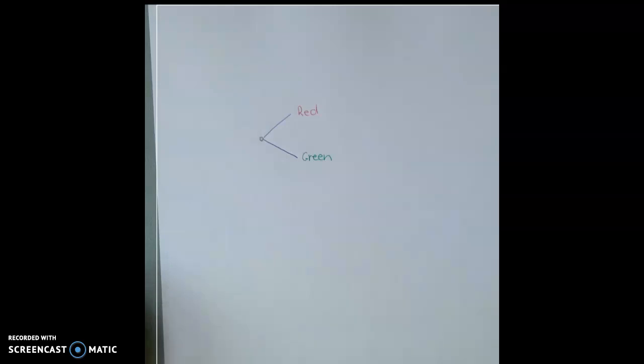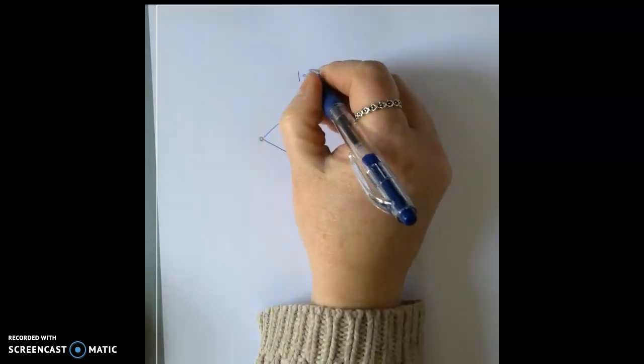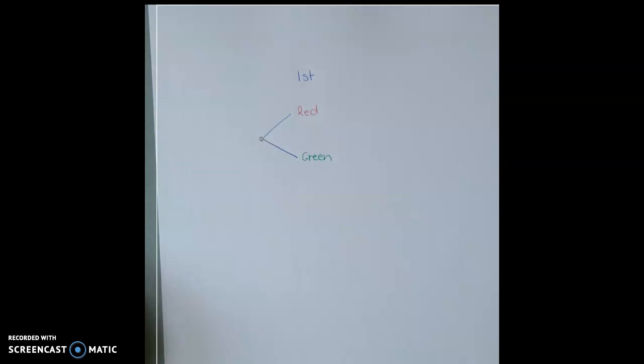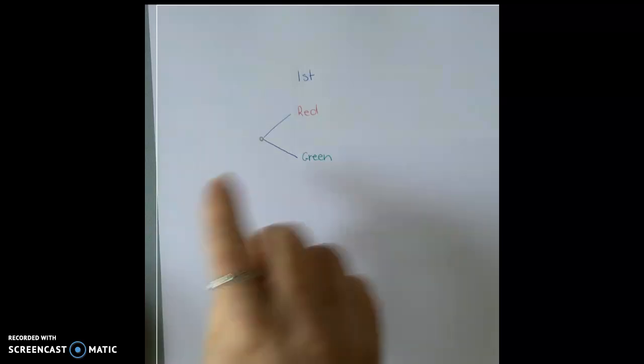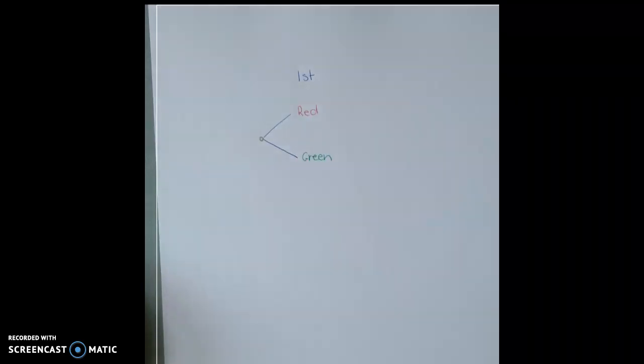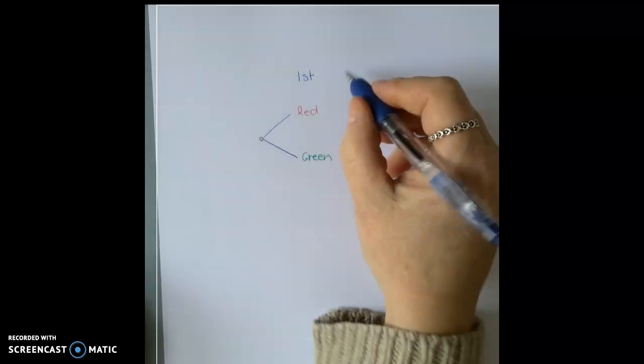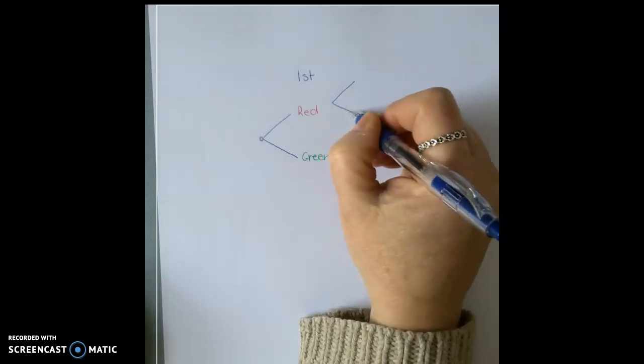And this first set of branches represents our first choice. So when we pick our first counter out of the bag, we can only pick one counter. So we can either pick a green one or we can pick a red one. We can't pick a red and a green because we're only picking out one counter. So we pop that counter back into the bag again and we pick out a second counter. So again, we have two options.